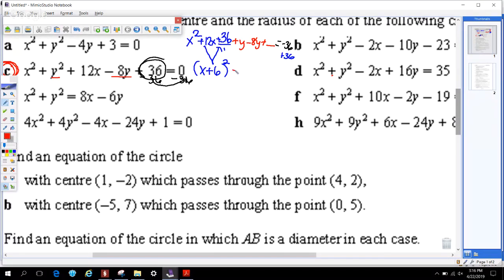Here, I do the same thing. I set up my equation of a circle. I divide by 2 going down. Negative 8 divided by 2 is negative 4. And then I square going back up. Negative 4 times negative 4 is positive 16.